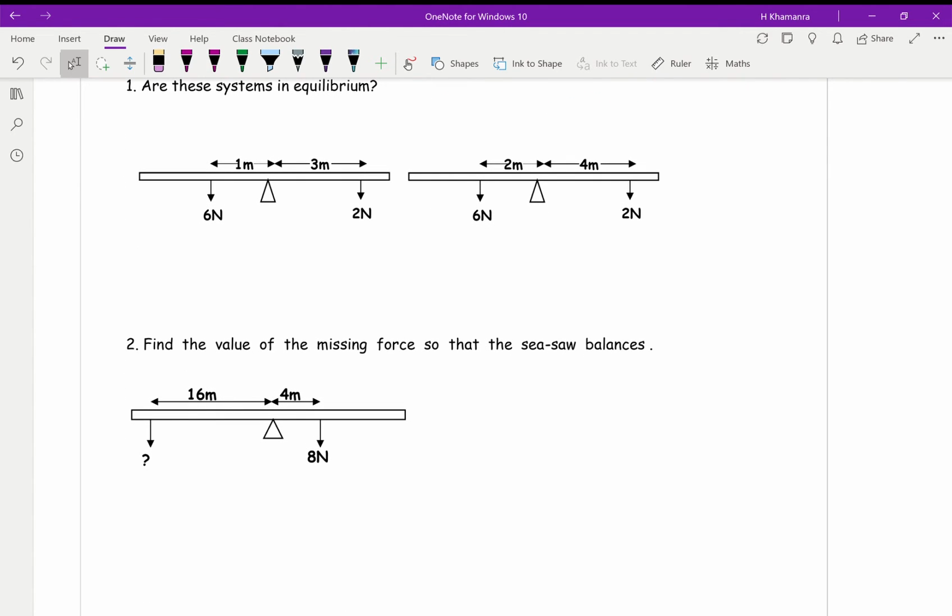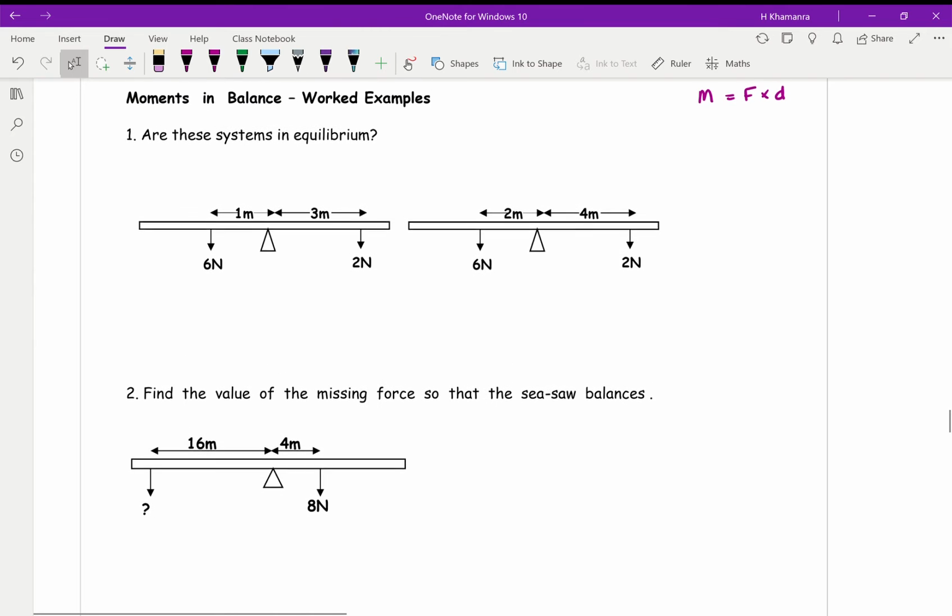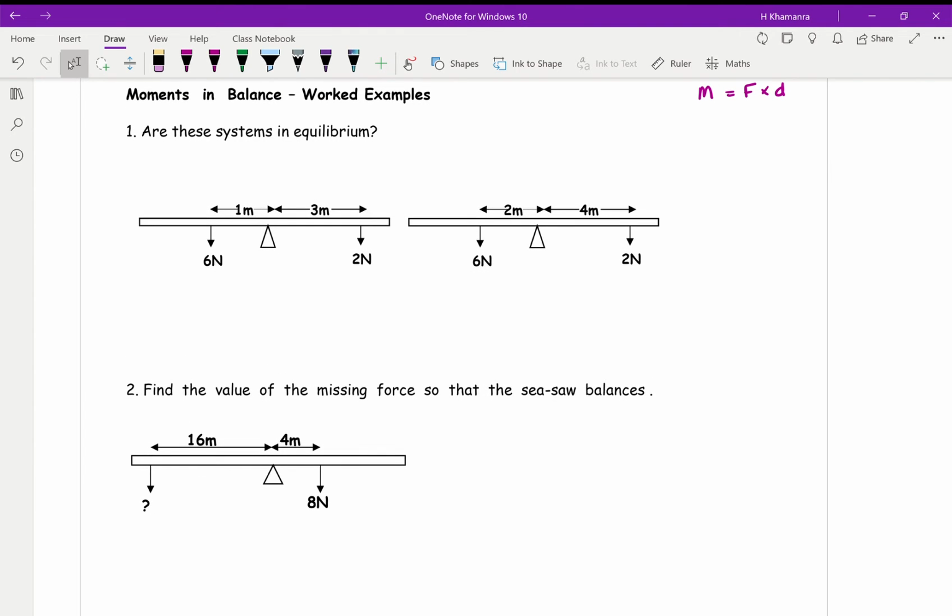So let's look at some examples. Here I have two systems, and the question says, are these systems in equilibrium? Well, if they're in equilibrium, the anti-clockwise moment must be equal to the clockwise moment. So I need to figure out what the anti-clockwise moment is and what the clockwise moment is, and figure out if they're the same. And if they are, then the system's in equilibrium.